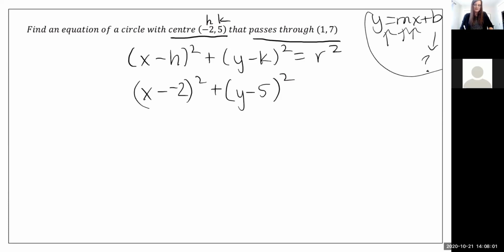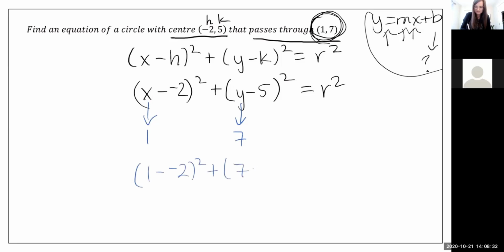And I don't know the radius, but I do know that 1, 7 is a point that should work for this. So I'm going to plug in for now a 1 and a 7 here, because that's going to help me calculate the radius, and then I'll be able to throw it all together once I know the radius. So anytime you have other information provided, just throw it all into the general form of the equation, solve for what you don't know, and then you know it. So yeah, 1 minus -2. And again, this is a distance formula, right?